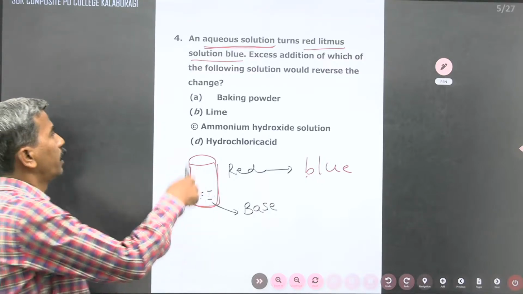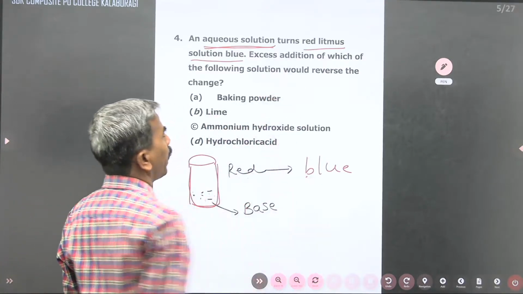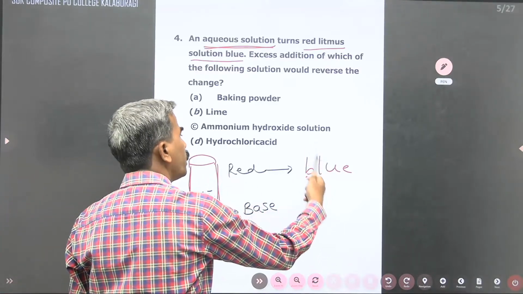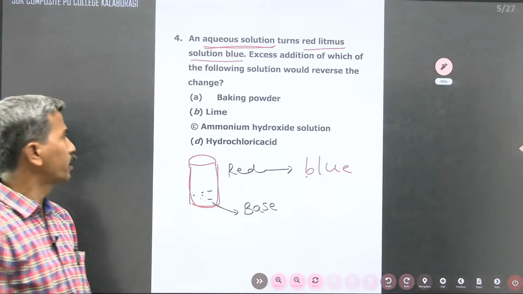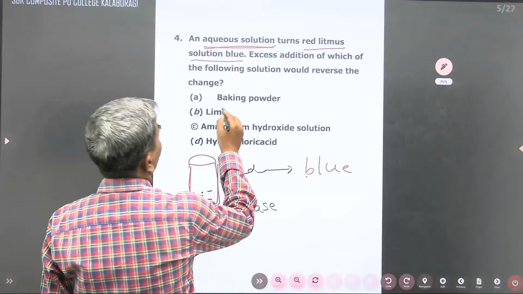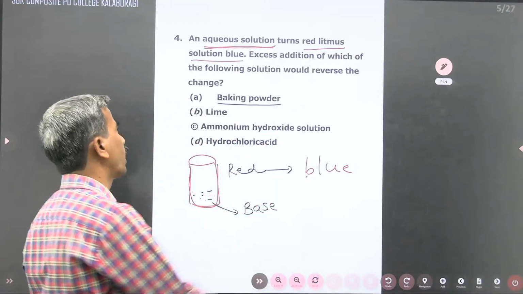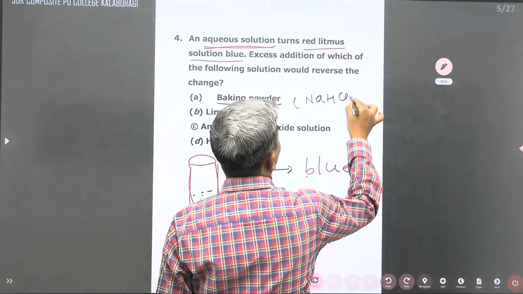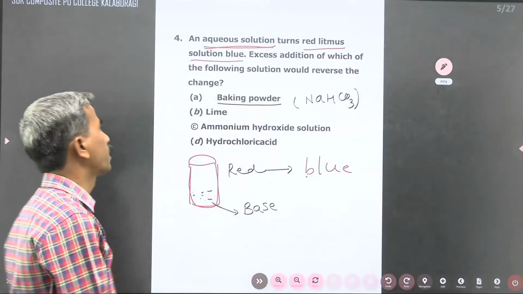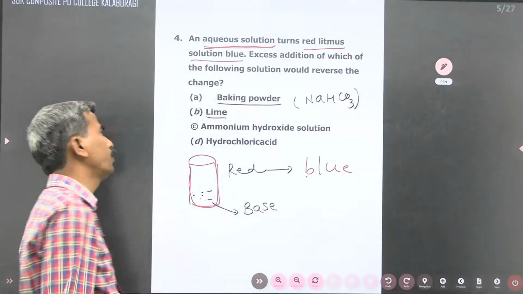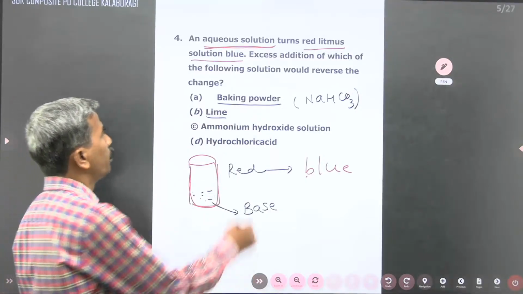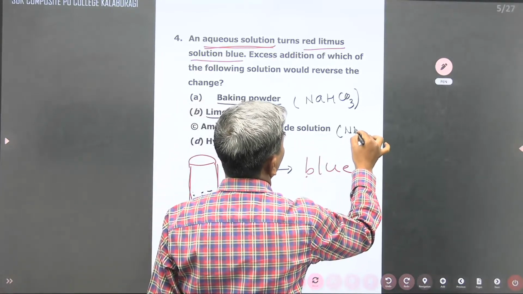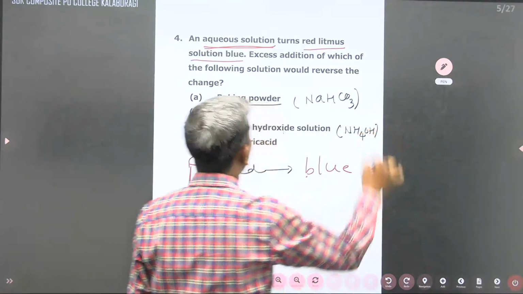Here they have given solutions to be added to reverse the change. This solution turns red to blue, and I want to change from blue to red. So what am I supposed to do? The first option is baking soda, which is nothing but sodium bicarbonate. We have already discussed it today. Next, lime, that is calcium hydroxide, which is basic. Next, ammonium hydroxide solution, with the formula NH4OH. It is also a base.